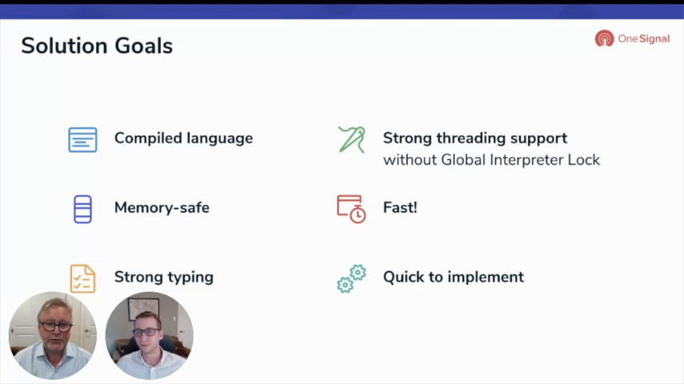But at the same time, we also didn't want it to be garbage collected because of the high performance under high load we needed. We wanted strong typing to avoid typing-related runtime errors, and strong threading support so we didn't have a lot of per-process overhead. We wanted it to run fast, but we also needed it to be fast to implement because we were quickly running out of runway on the existing systems.